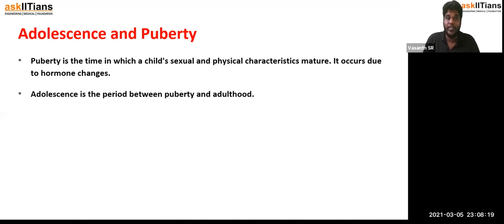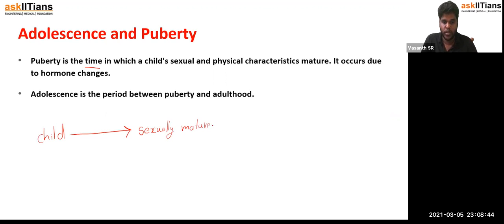First of all, we should know the difference between adolescence and puberty. Puberty is the time in which the child will be transformed into a sexually mature person. The process, the time, is called puberty.